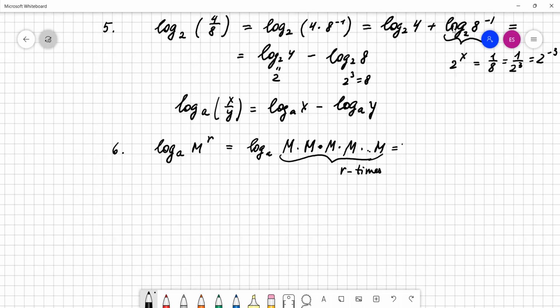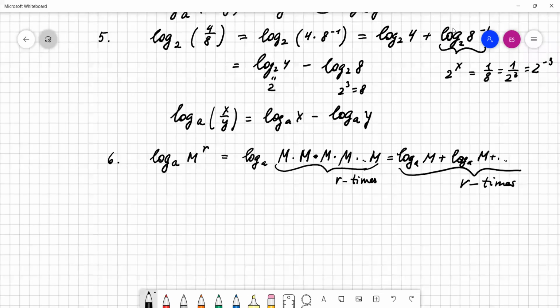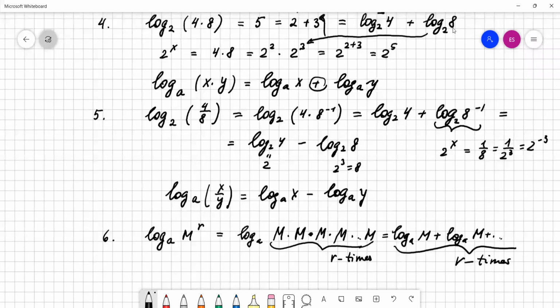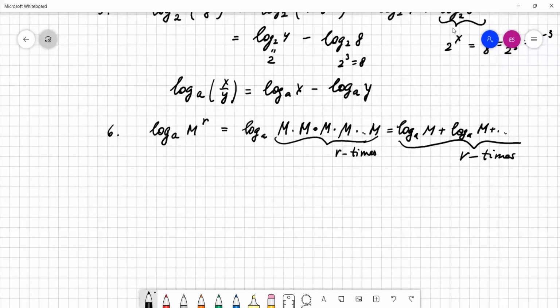We can always represent it, using the previous formula, as logarithm with base a of m plus logarithm with base a of m, r times, right? Just using the previous formula that the product can be represented as a sum. Now, because they're all the same logarithms, we can write it down as r times logarithm with base a of m. You see what happens here? This r will jump outside of the logarithm and stand in front of it. That's going to be the rule.